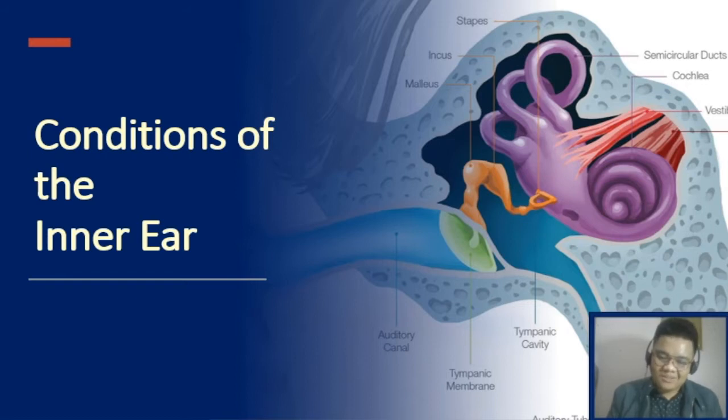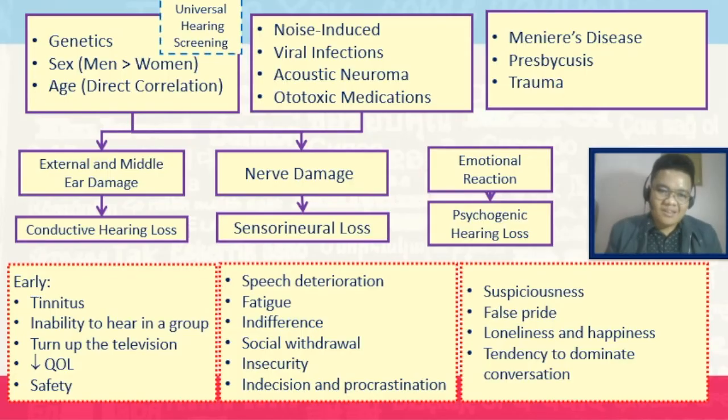We are already done with the outer and middle ear disorders. Now, your inner ear. So, let's first talk about the disorder listed there, your sensorineural hearing loss. Recall that there are two main types of hearing loss: conductive hearing loss and sensorineural hearing loss.